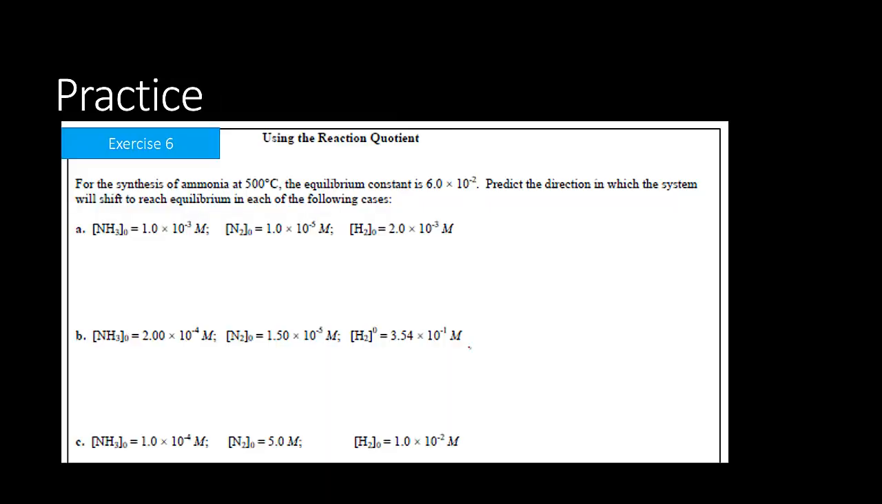So exercise 6 gives us 3 different reactions to determine if they are at equilibrium. In all cases, we are using the Haber process to synthesize ammonia, nitrogen and hydrogen producing ammonia gas, and ammonia gas colliding to produce nitrogen and hydrogen. We are given the value of K for this reaction, so we need to compare K to Q, our reaction quotient, for each set of values.